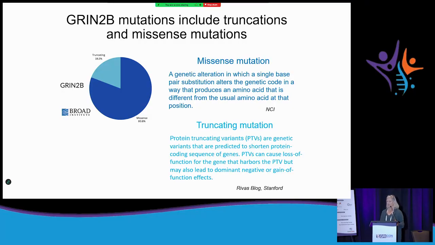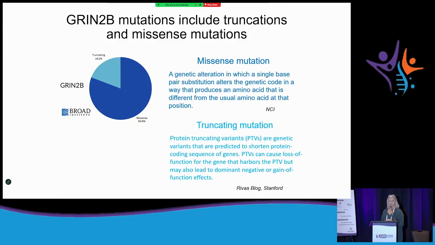There's also truncating mutations. Now, truncating mutations are premature stops, so it can be a point mutation, it could be an indel, but essentially what it does is it causes a coding codon to be switched to a nonsense, and it stops. So you end up with a shorter protein, if you end up with protein at all.